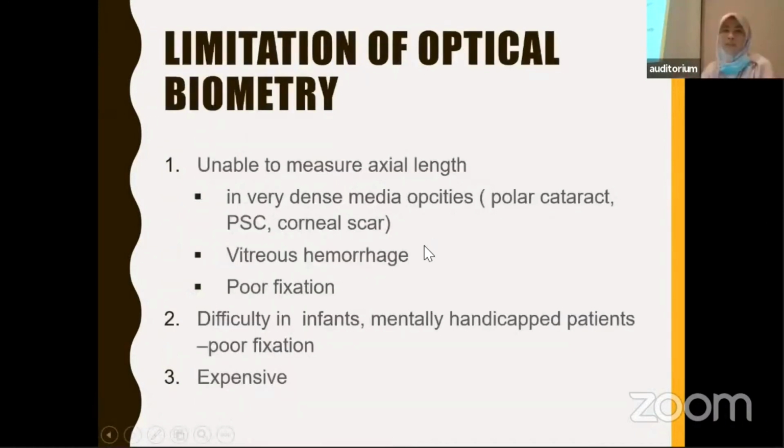Limitation of optical biometry: unable to measure axial length in some cases, and difficult in infants and mentally handicapped patients, because they cannot sit still. And then, of course, it's expensive.